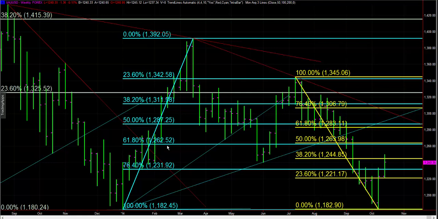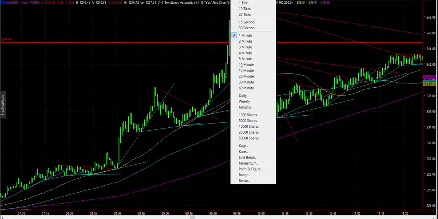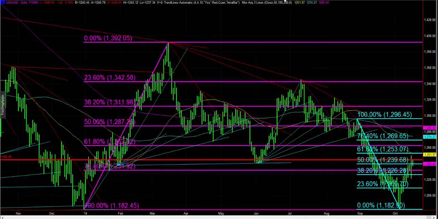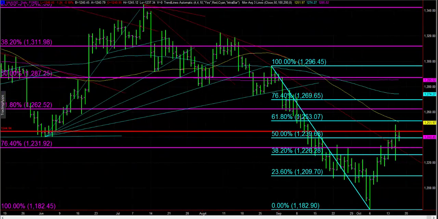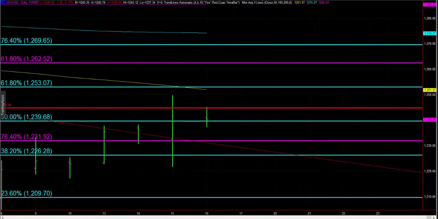Looking at this weekly chart, we're also looking for a possible move to the 1262.5 area, followed by the 1283 area, and then 1287 comes into view. Let's move back to our intraday chart and change the periodicity over to a daily chart. I want to try and get a sense perhaps of why gold has traded this way today.